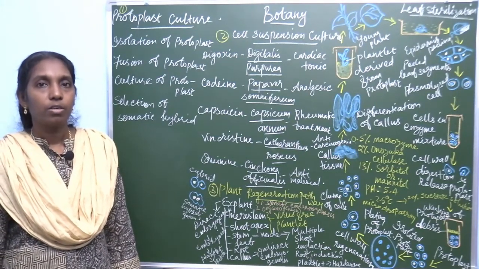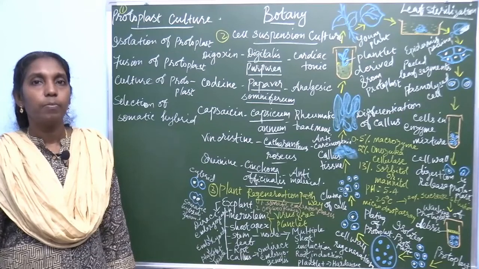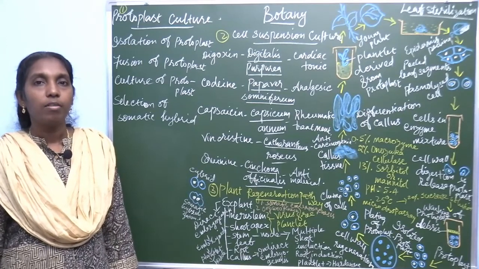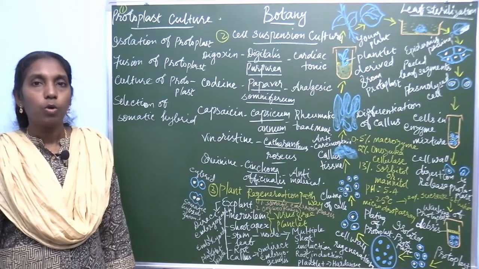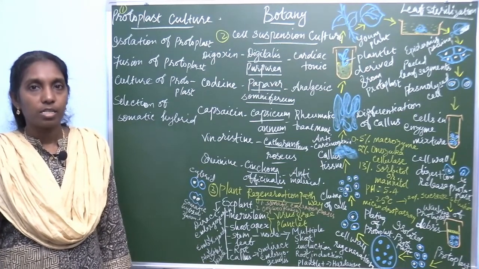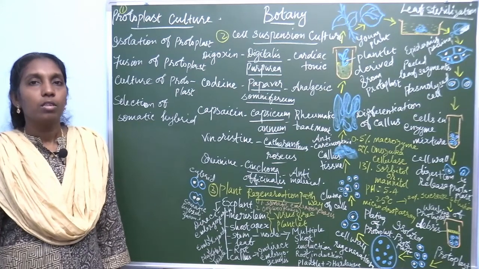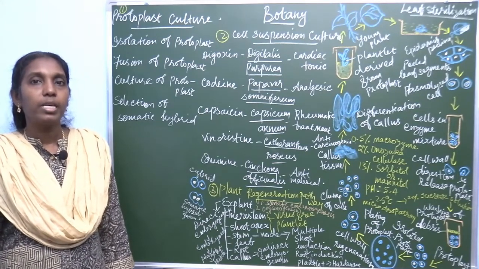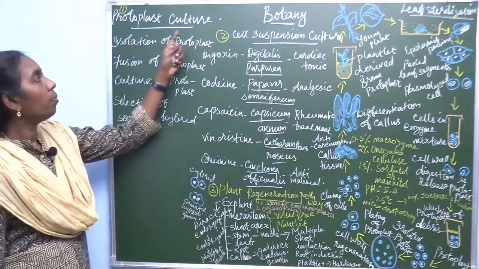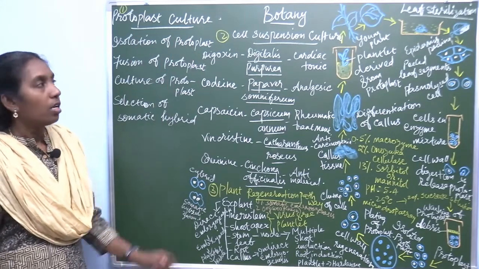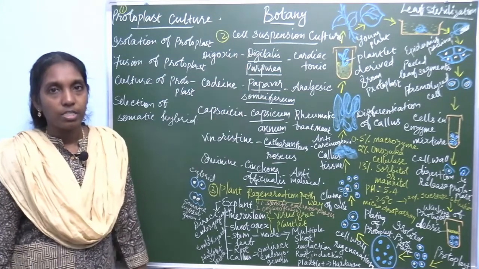Previous class we concluded with types of plant tissue culture. There are 4 different types: organ culture, meristem culture, protoplast culture and cell suspension culture. So, previous class we concluded with meristem culture. Today let's continue from protoplast culture and cell suspension culture.